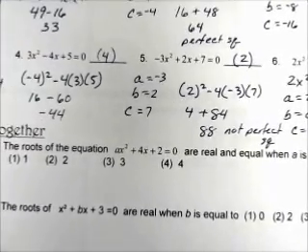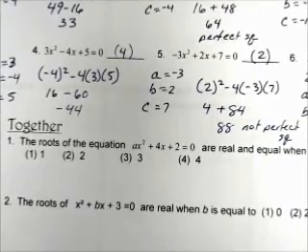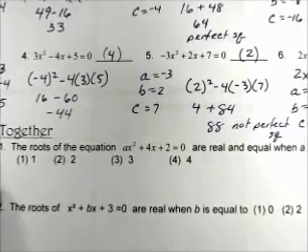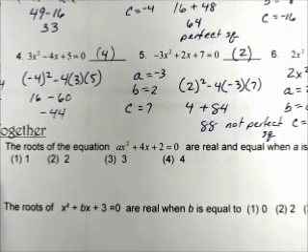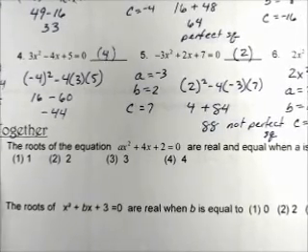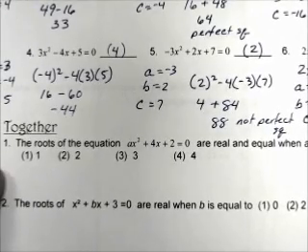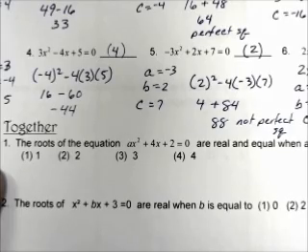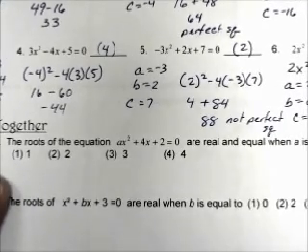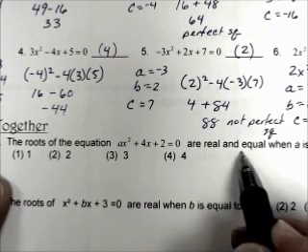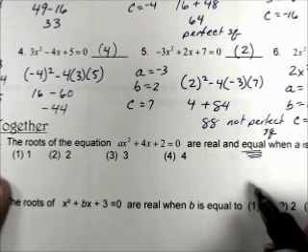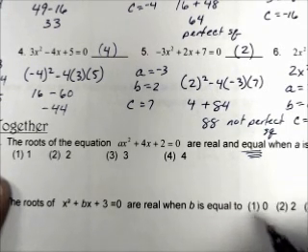Okay, now more problems involving the discriminant, but in the form of a word problem. It says here the roots of the equation ax squared plus 4x plus 2 equals 0 are real and equal when a is equal to. Keywords here are real and equal. Well, when are the roots equal? When the discriminant is equal to 0.